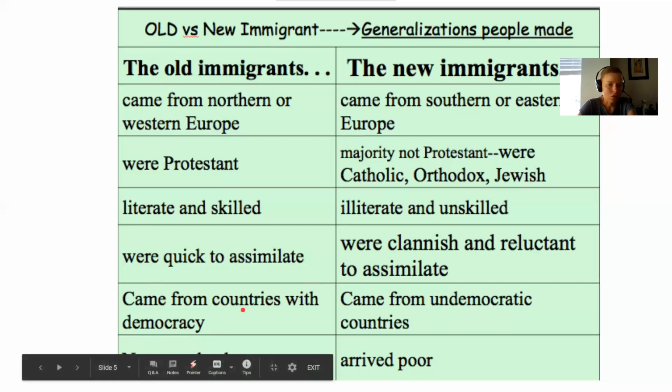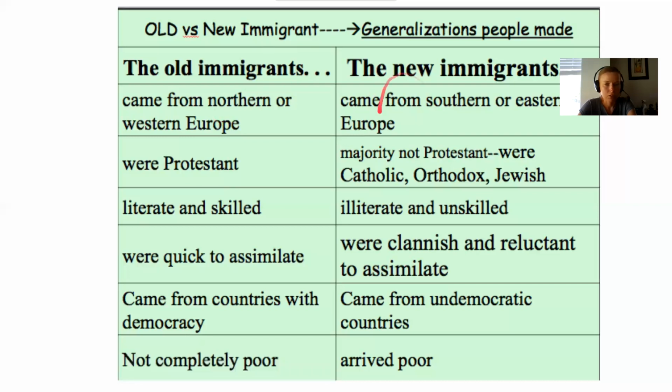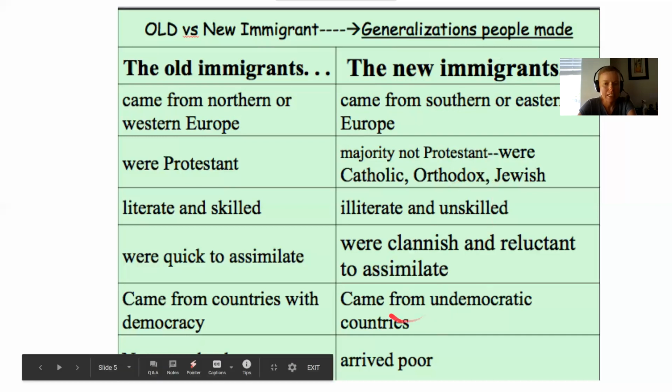All right, so these are the differences between the old and new immigrants. Biggest thing, make sure you know where they're coming from. Make sure you know that during this time in the Gilded Age, we have these new immigrants coming over from Southern and Eastern Europe, and they are seen as different, and they will be discriminated against because of these differences.